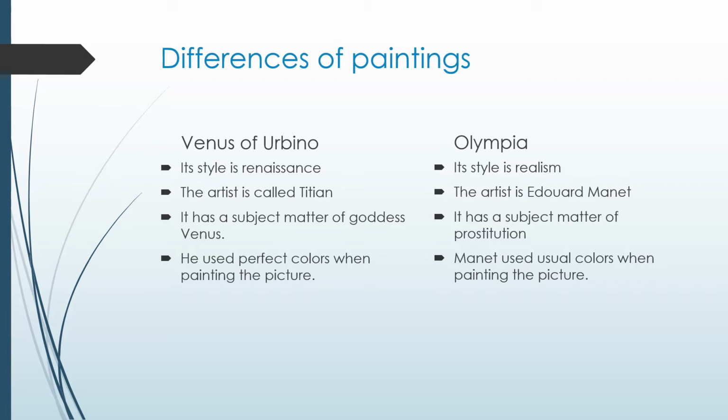For the paintings of Titian, he used perfect colors when he was painting Venus of Urbino, because it was the time of showing the new direction. He was trying to make his picture perfect by using perfect colors, but because Manet was in the time of realism and they were supposed to use usual colors, he used usual colors. And those are the differences of the paintings Venus of Urbino and Olympia.